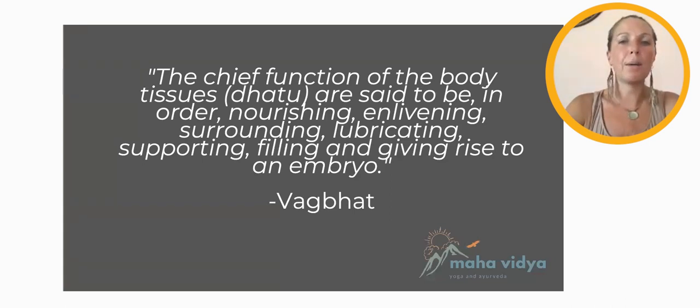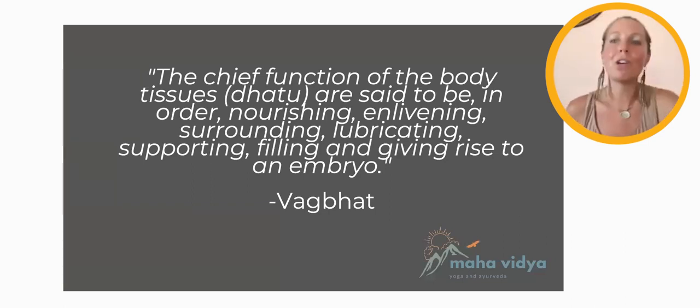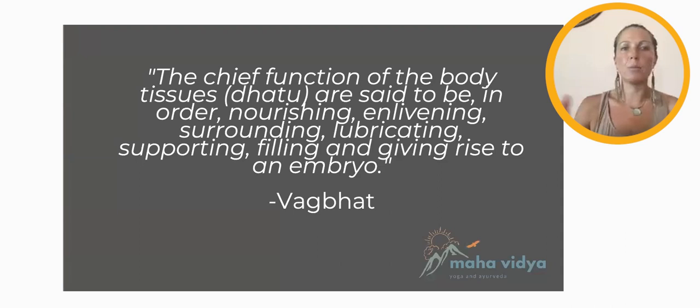So in the Ashtanga Hridayam, Bhagavad says the chief function of the body tissues, or the dhatu, are said to be in order: nourishing, enlivening, surrendering, lubricating, supporting, filling, and give rise to an embryo. And we know that the tissues build themselves in somewhat of a pecking order, starting with rasa and ending with shukra or artava. And as we get through to Shukra Dhatu, that would be where we're giving rise to the sexual reproductive system, and eventually Ojas, which is helping to bring healthy children into the world.